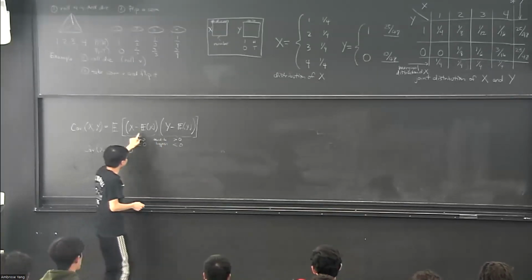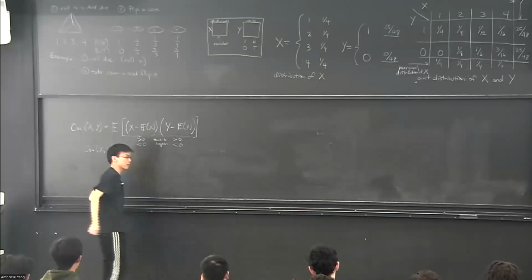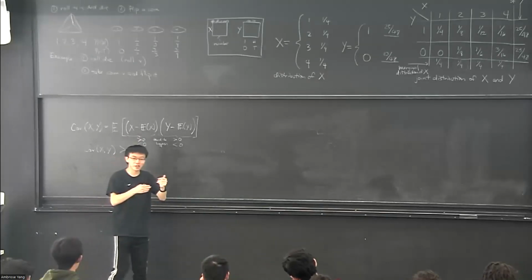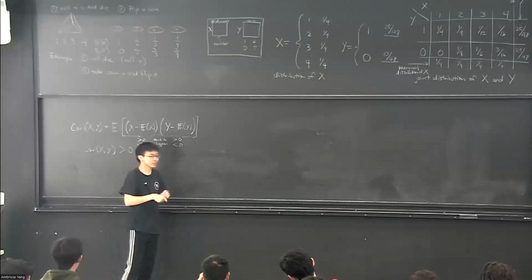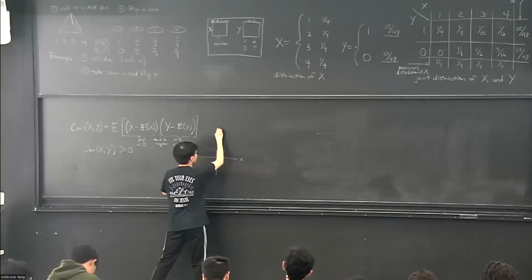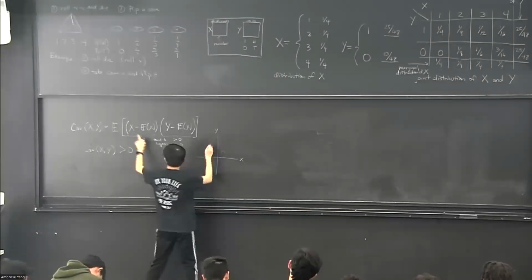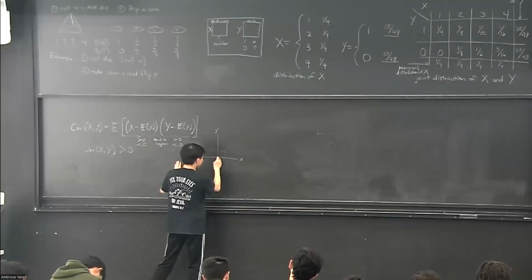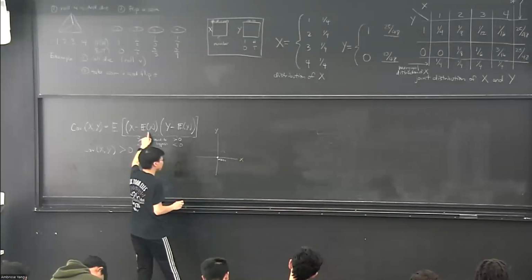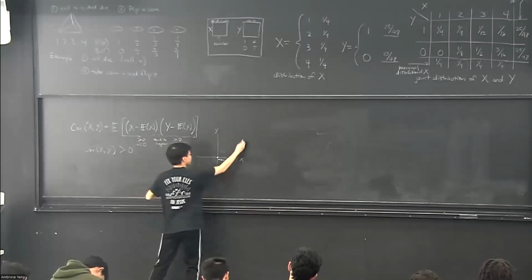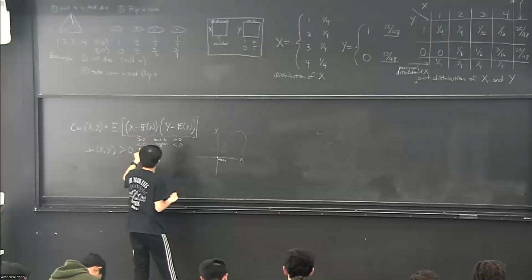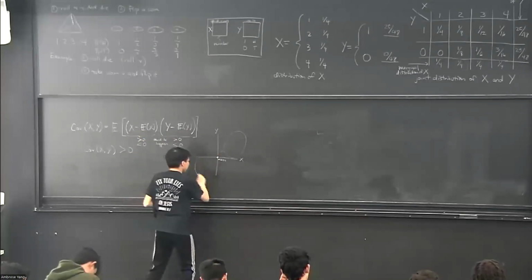Now, what does it mean for this and this to tend to both be positive? That means that when x is above its mean, y also tends to be above its mean. Think about it here: these are the different values x can be, and these are the different values y can be. When x is above its mean, and let's say this is the mean, and this is the mean, y also tends to be above its mean. So you have something like that going on here. And when x is less than the mean, y tends to be less than the mean.